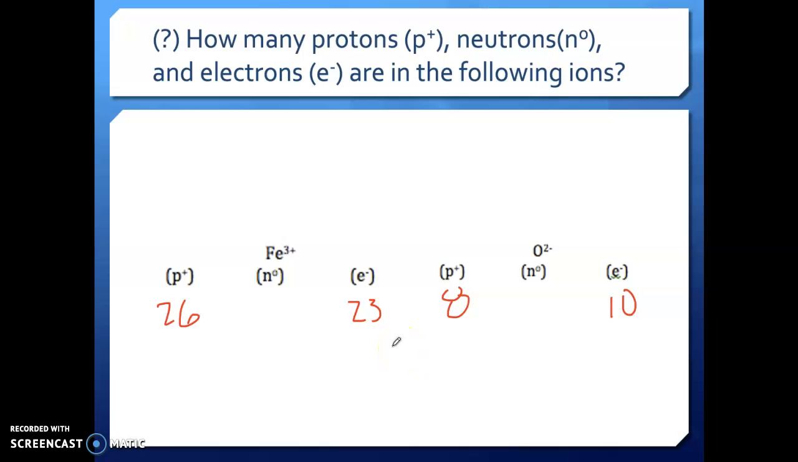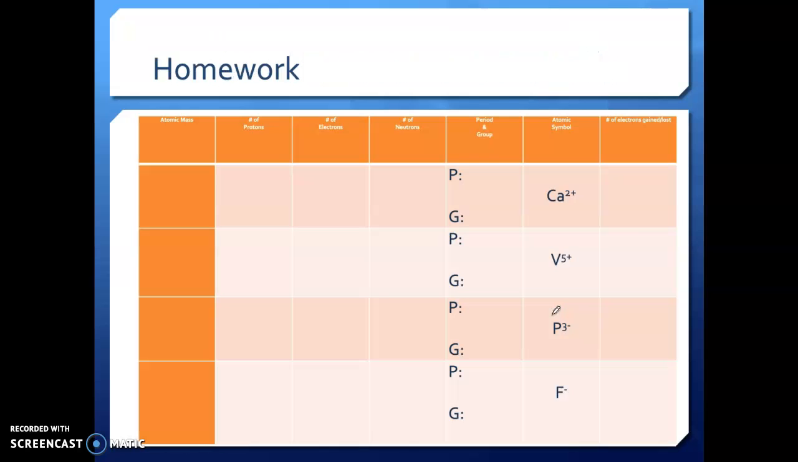Now I have to look at the periodic table. Iron's mass is 55.85, so that's 56. Minus 26 gives me 30 neutrons. Oxygen's mass is 16. Minus 8 gives me 8 neutrons. Okay. And then lastly, we have ions here. So this is a +2.